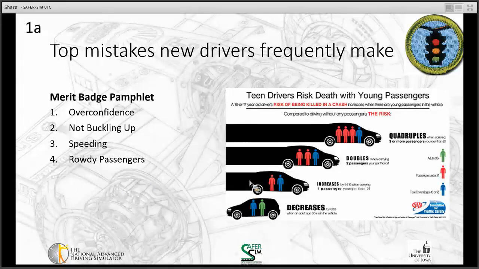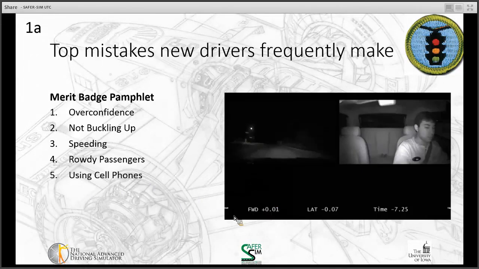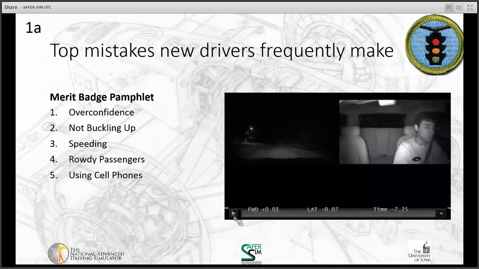So here's another one, using cell phones. And so here's an example of a teen driver using their cell phone.